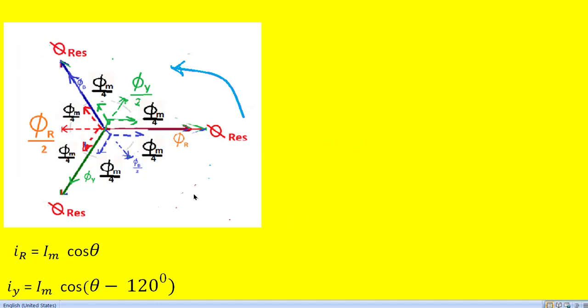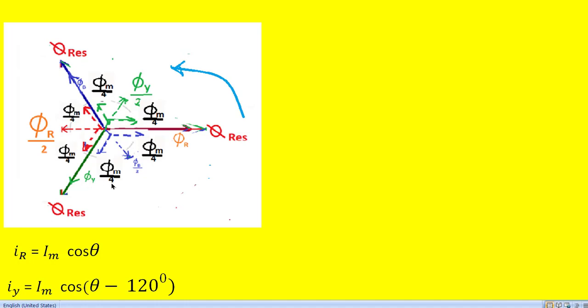So at theta equal to 120 degrees, phi y value is positive and maximum, like this. Whereas for phi r, the value is minus phi m by 2 in this direction, and phi b value is minus phi m by 2, that is the negative direction, like this. So only phi y has the positive direction, so we have to resolve the flux in the positive direction of the Y phase.